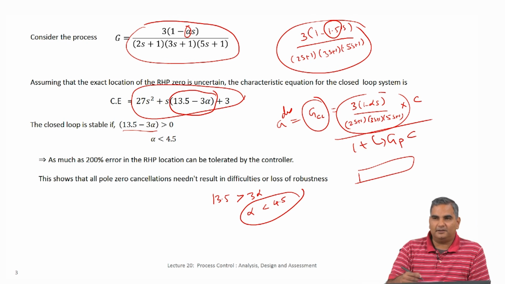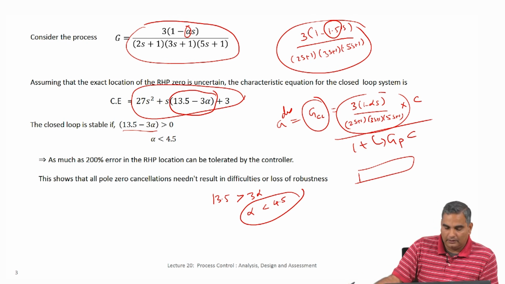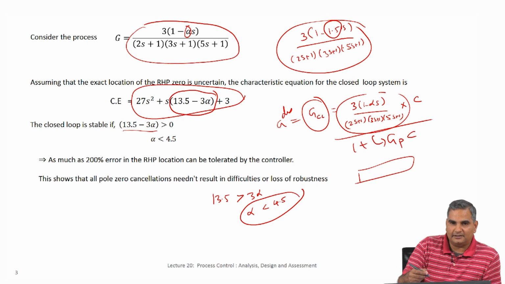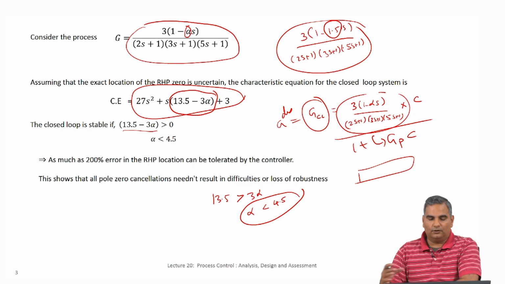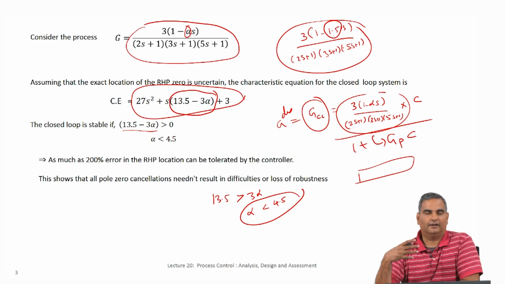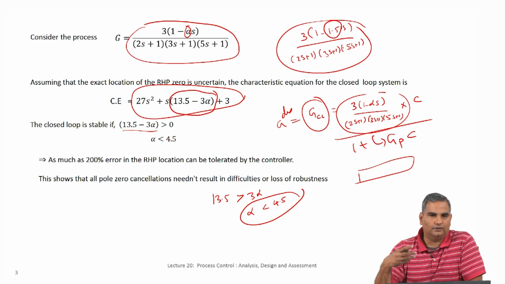So, what this basically says is you do not have to really worry about pole zero cancellations in this case, unless of course you have grossly underestimated or overestimated the RHP zero location. So, in other words, it has to be very different from whatever value you have taken in the model. Okay. So, this is how we look at how to tune and derive controllers for inverse response systems.